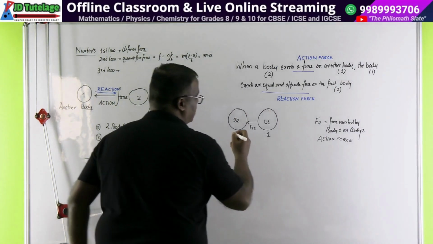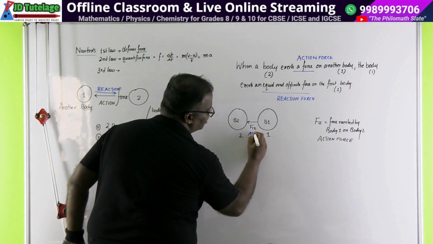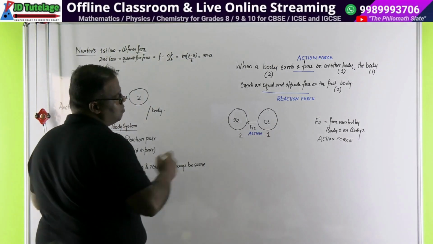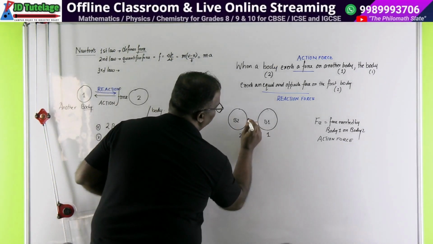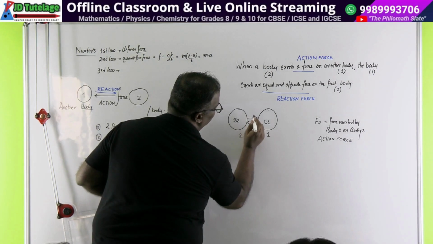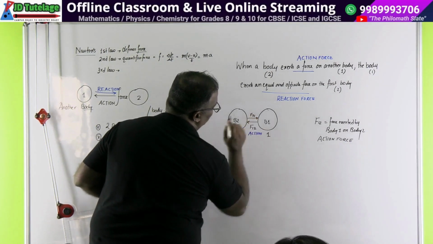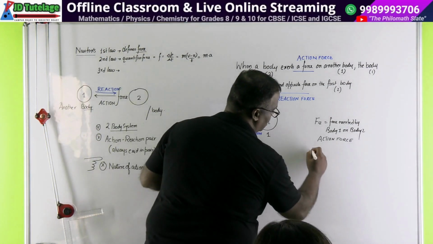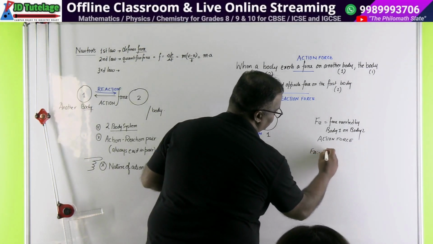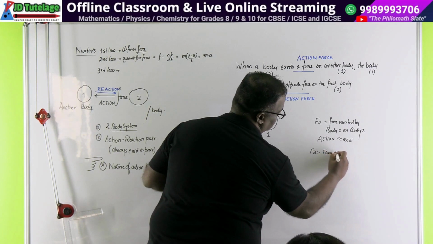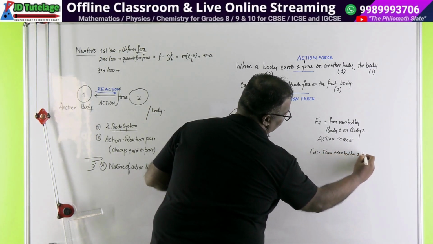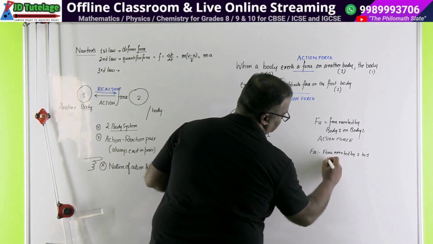Okay, this is known as my action force. So Newton's third law tells me there will be another force which is exerted by 2 on 1. We'll call this F21, and F21 is my reaction force. F21, force exerted by 2 on 1, right? And this is my reaction force.